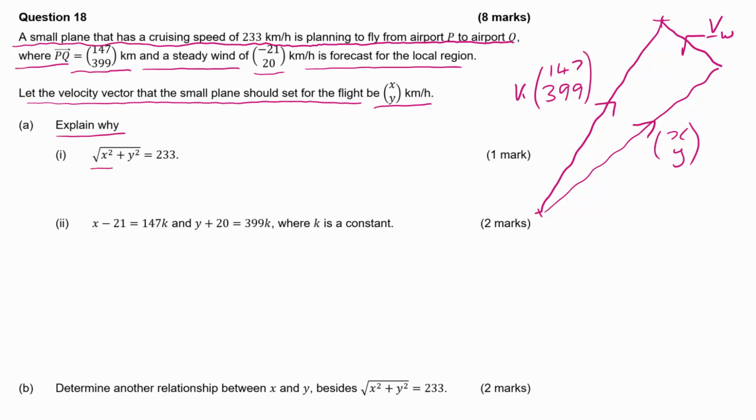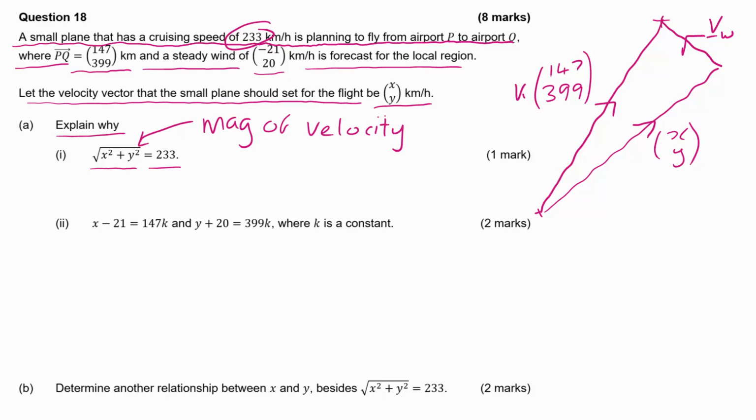Explain why the square root of x squared plus y squared is 233. Well, quite simply, that is the magnitude of the velocity, which we're told in the question is 233.